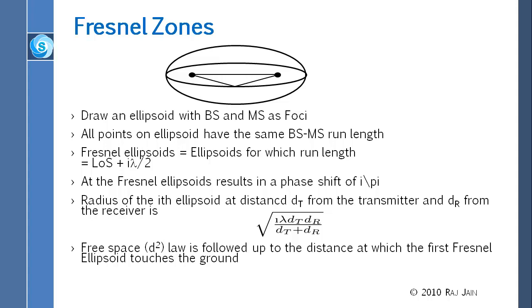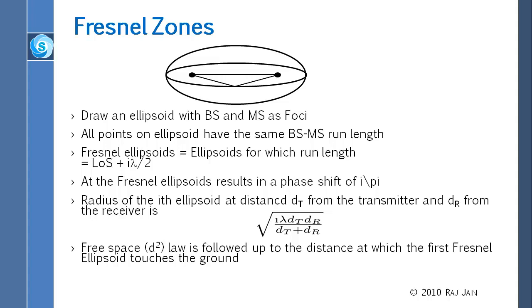Generally, we rely on the first Fresnel zone being clear when you have your transmitter and receiver. That means there is no tree or building, not only on the line of sight, but also lambda by 2 away from it. You can use this formula to find exactly what we mean.